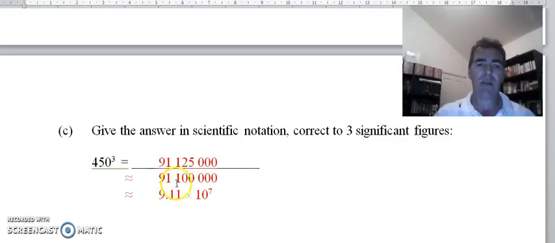So 91,100,000 to 3 significant figures, and then again we change that to scientific notation. Decimal point after the 9, then put the 1 and the 1, times 10 to the power 1, 2, 3, 4, 5, 6, 7. And there's our answers and explanations for each of those questions in the revision sheet. I hope that's been helpful, and I hope you're ready for the exam coming up.